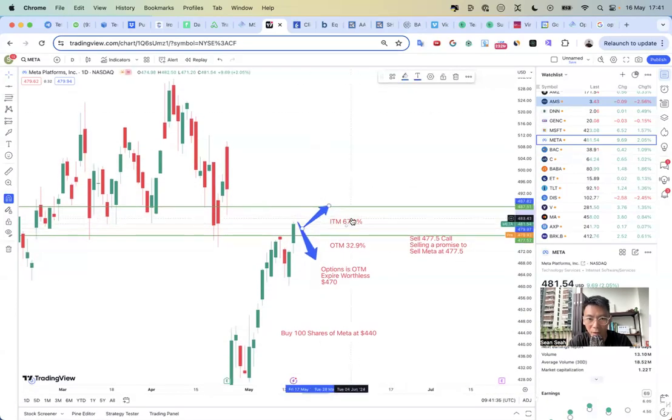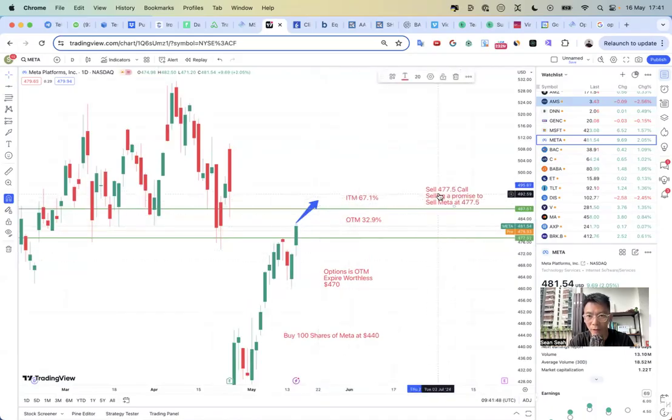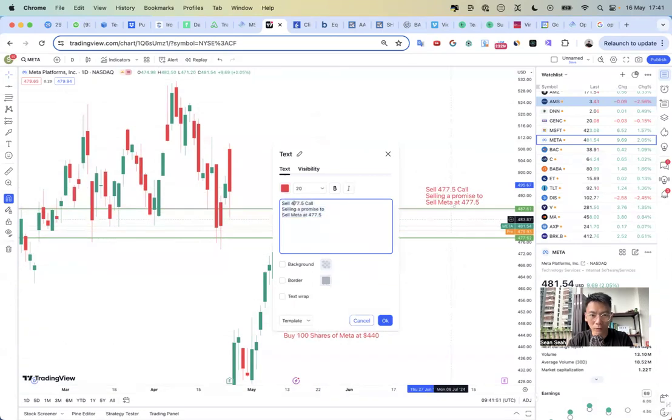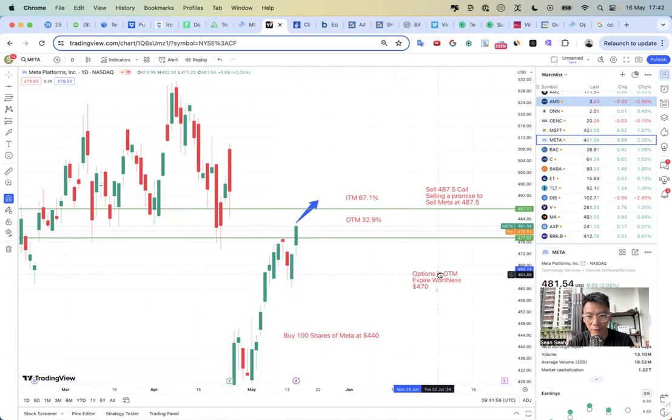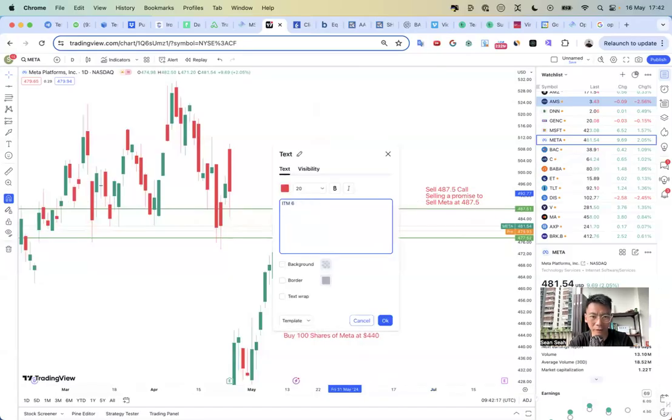So what this particular option is saying is the stock price must move above 487.5 for it to be in the money. Again, now let me just shift this. When we sell a 487.5 call, we are promising to sell our shares at 487.5. And right now we bought 100 shares at 440. This is just an example. In this case, the delta has changed, so the probability also changed. So let me just show you. The probability that it will be above 487.5 and be in the money is only 0.29. So 29%. That's a lot better, right?